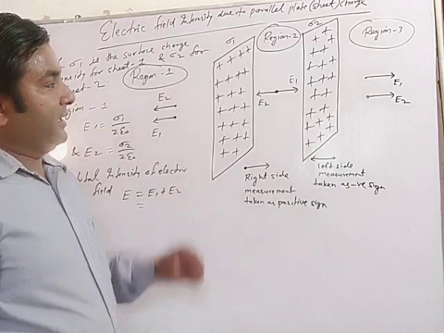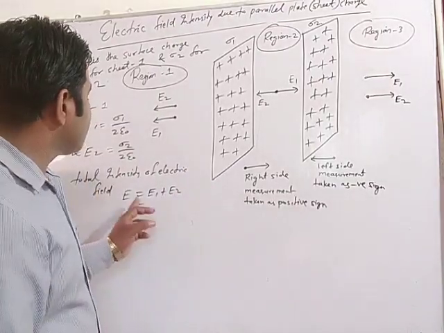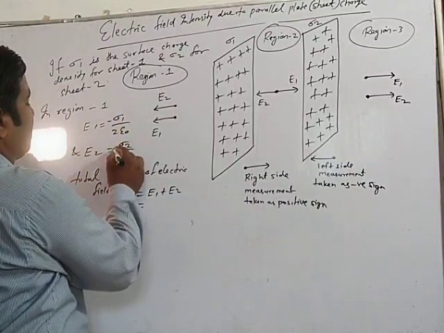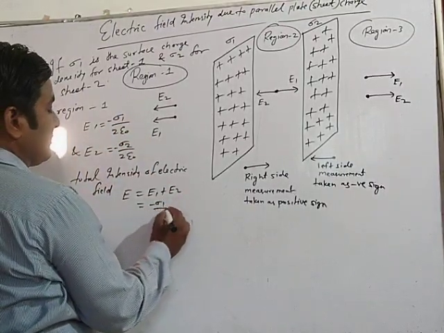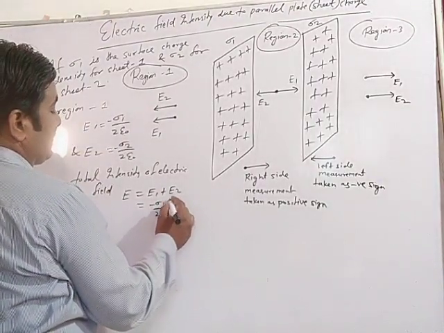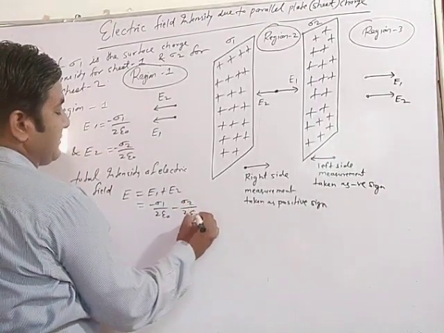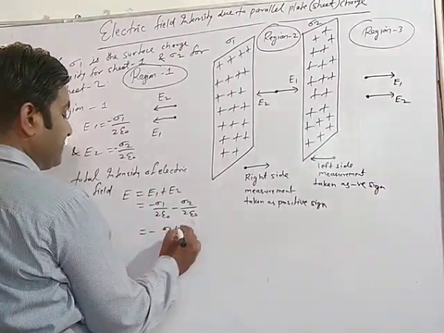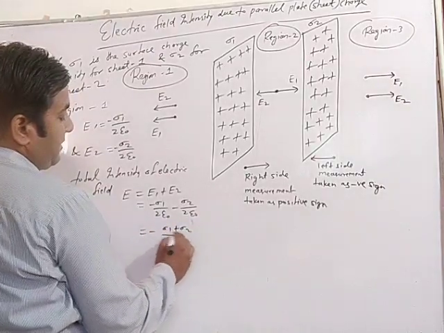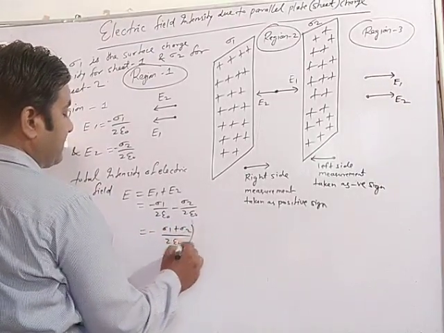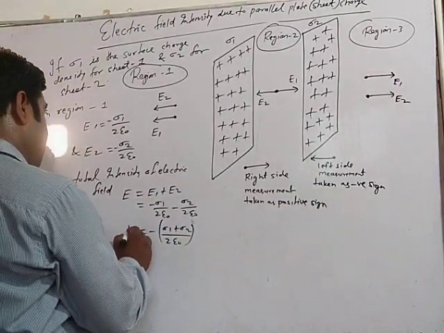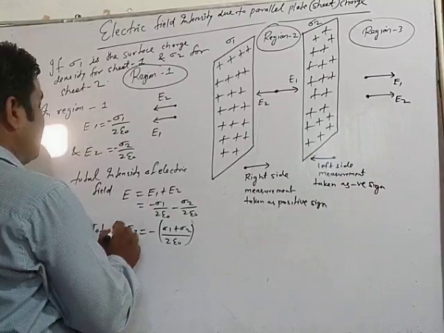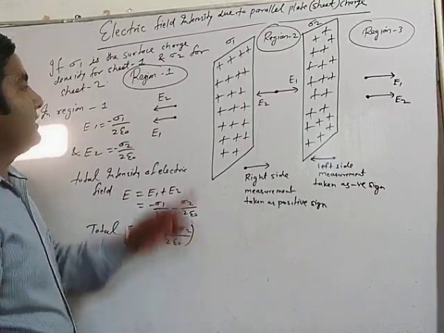Then our calculation will be easier. Just see E1 and E2. The value of E1 is towards the left, so we will take what? Negative sign. So minus sigma 1 upon 2 epsilon naught, and minus also sigma 2 upon 2 epsilon naught. So minus common, sigma 1 plus sigma 2 upon 2 epsilon naught. This is the value of total intensity in one region.